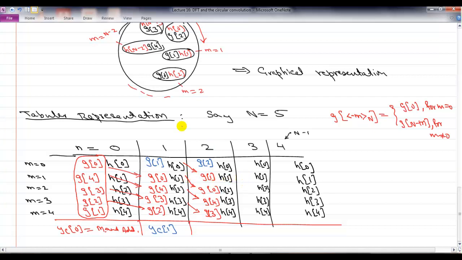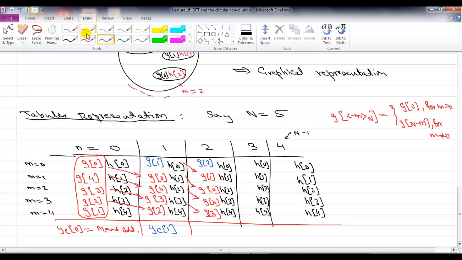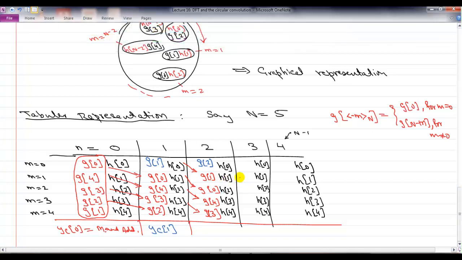So I can now go to the question of YC of 3 and do the same to the G sequence in the n equal to 2 column. Everything gets pushed down, and the last G3 goes back up at m equal to 0.